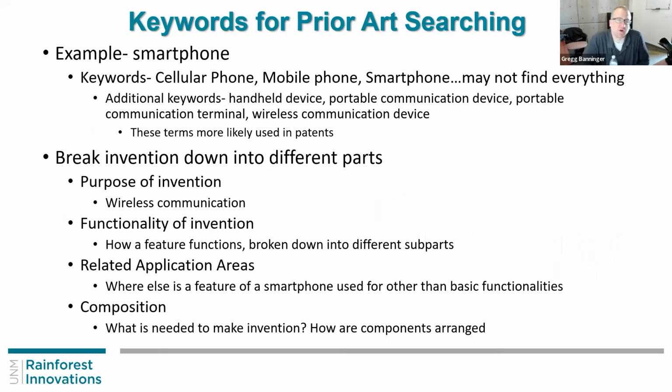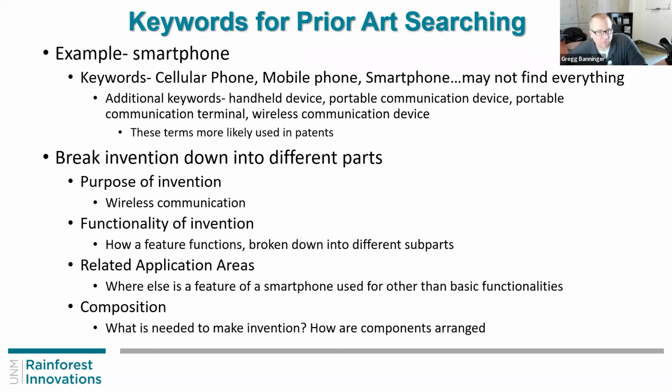Just some examples for prior art. So say you have some kind of new technology for a smartphone. Well, what are some keywords that could be used? Not everyone's going to call it a smartphone. It could be a cellular phone. It could be a mobile phone, smartphone. You may not find everything with that. So think of other things: handheld device, portable communication device. These are actually terms: portable communication terminal, wireless communication device. These are actually terms that would be in the patent claims. So, you may start out with cell phone, and then you find a patent and you see how they claimed it and worded it. Well, now you want to start searching the more legalese names for those, because that's what'll be in the patent and in the art, and that'll be searchable.